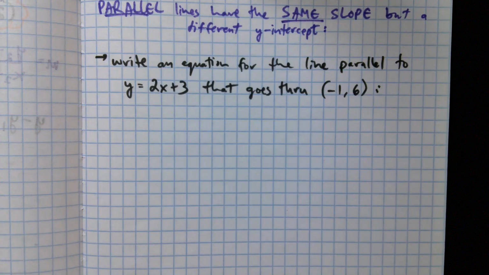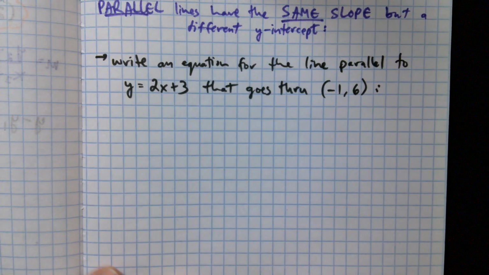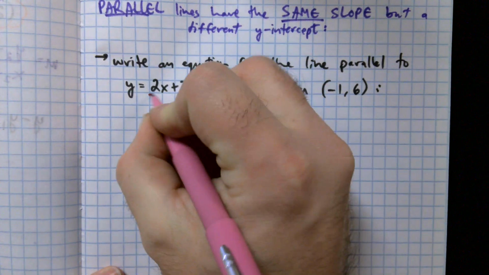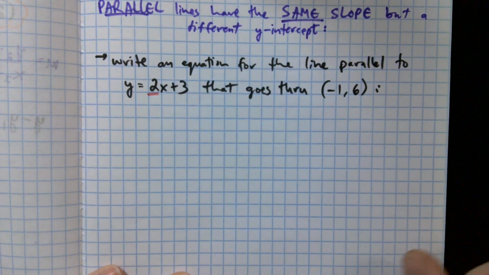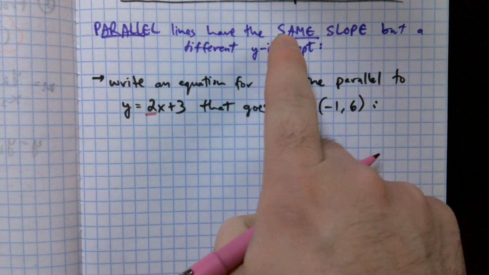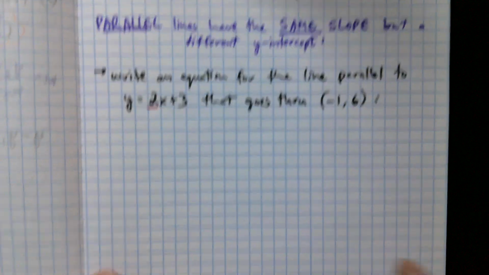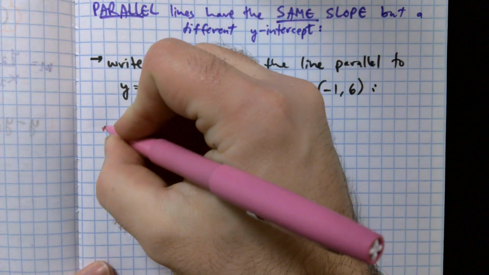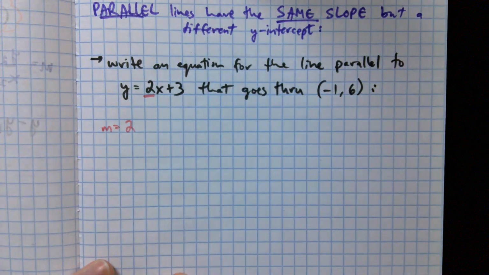How do I go about finding the slope? Oh, it's in the equation. Where in the equation? 2. If my line is parallel to this line, they should have the same slope, right? So I know right away that my m is going to equal 2.